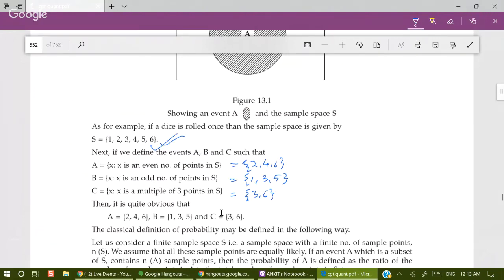Now, if we talk about mutually exclusive events, then A intersection B, if we do, we get nothing. That means A and B are mutually exclusive. But if we combine A and B, we get everything: 1, 2, 3, 4, 5, 6, all. So A and B are exhaustive also, because after combining them, we get everything. If after combining two or more events, we get everything, then those events together are called exhaustive events.